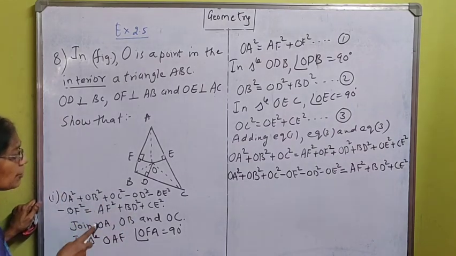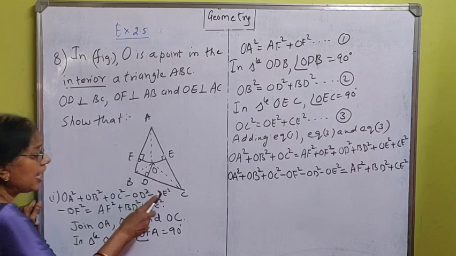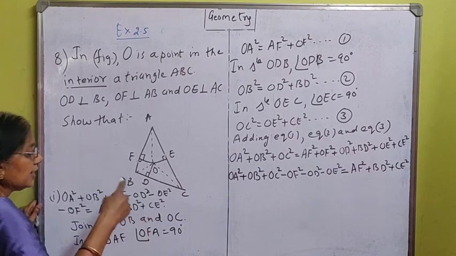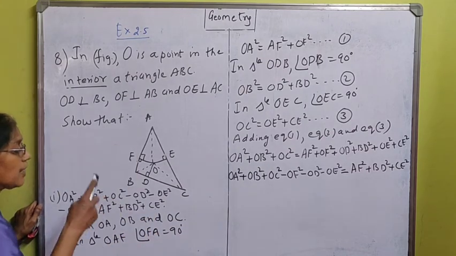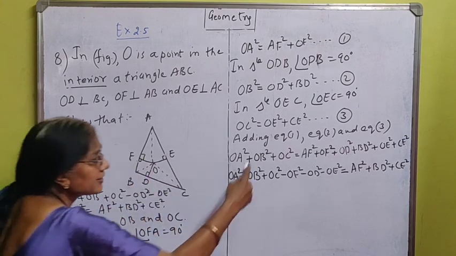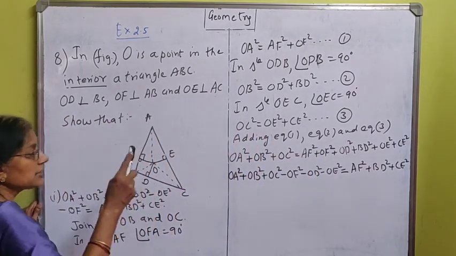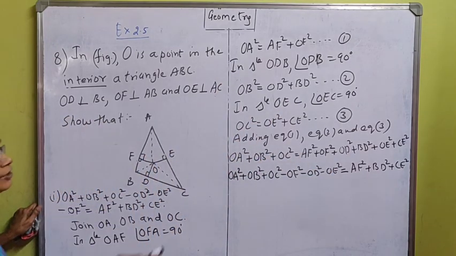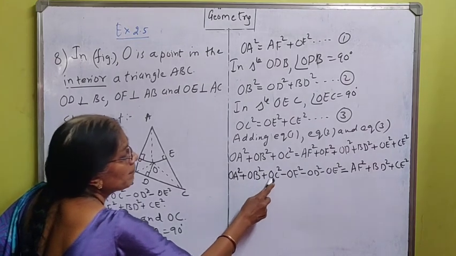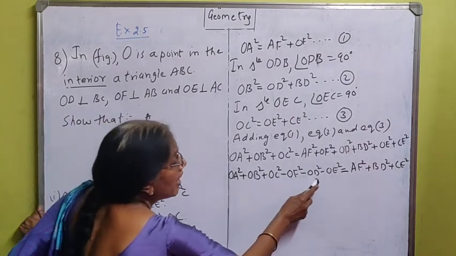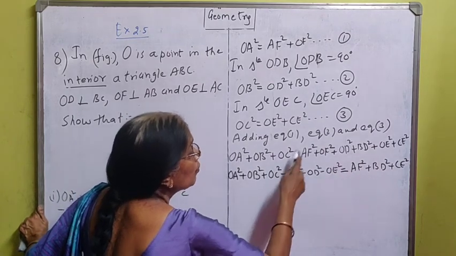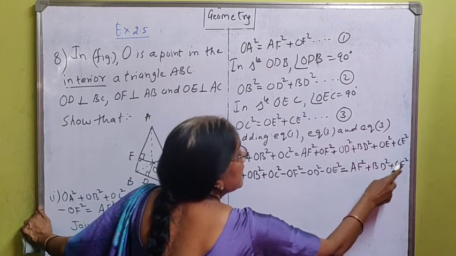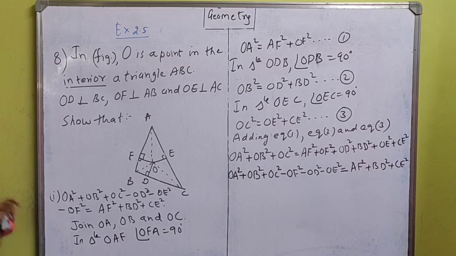What do we have to prove? The OD square, OE square and OF square from the right hand side is shifted to the left hand side. So plus OD square shifted will become minus OD square, plus OE square shifted will become minus OE square, plus OF square shifted from right hand side to left hand side will become minus OF square. So we have written OA square plus OB square plus OC square minus OF square minus OD square minus OE square is equal to what is remaining? AF square plus BD square plus CE square. So we have proved the first sum.